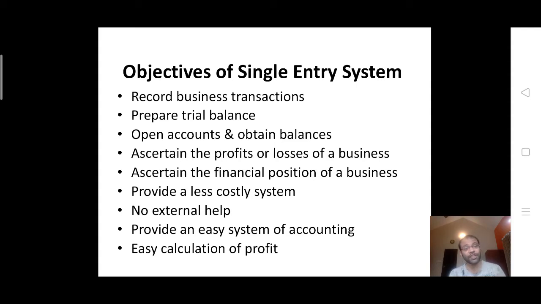Secondly, it would help in the preparation of trial balance, which will help in determining the arithmetical accuracy of accounts. Third, it helps in opening the accounts and obtaining the balances of accounts, ascertaining the profit and loss of the business, ascertaining the financial position of the business. See, the difference here is that normally in the double entry system, we prepare a balance sheet to understand the financial position of the business. But in case of single entry system, we prepare a statement of affairs. So we will be learning the difference between both in the coming slides.